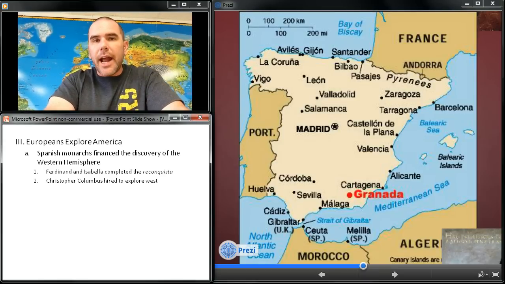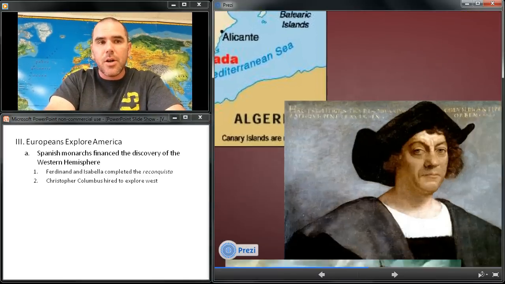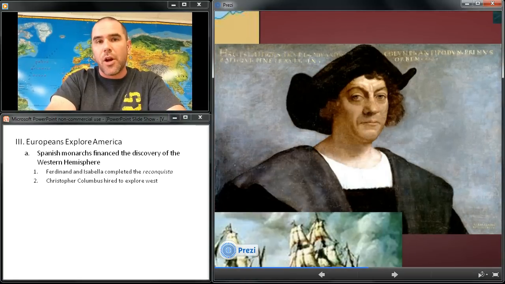Simultaneously, Ferdinand and Isabel sought trade and empire, and they enlisted the services of a man named Christopher Columbus, who was a Christian mariner from Genoa.